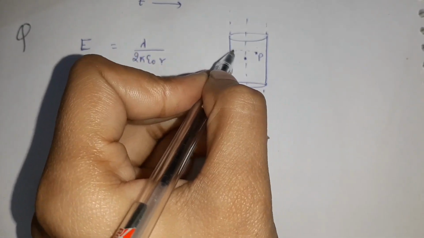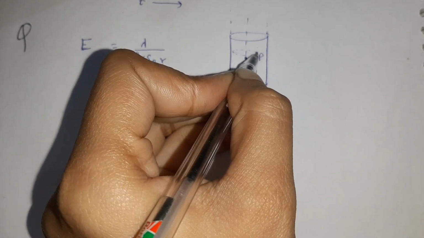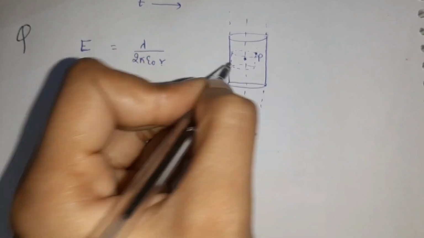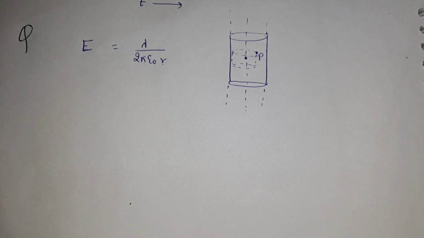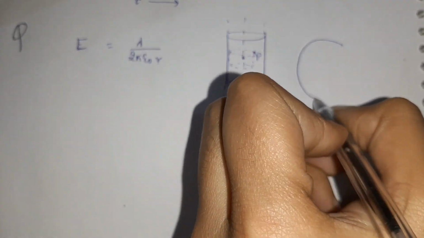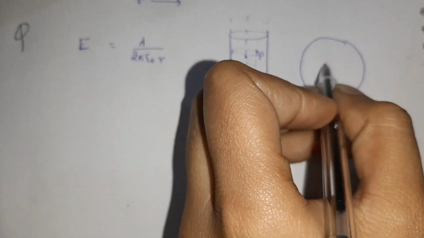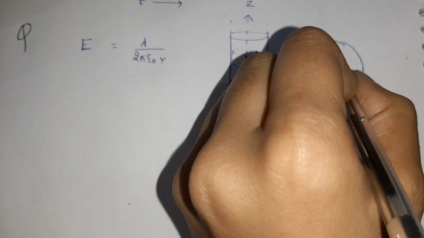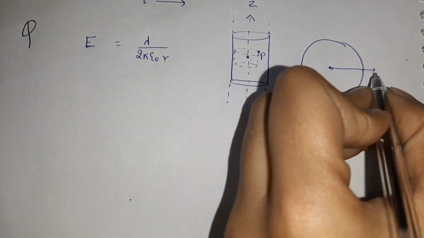Now we can take a Gaussian surface around it. It is a thin cylindrical shell, so we can take the section of the cylinder perpendicular to its axis. Let's assume this is the section of the cylinder, perpendicular to this axis. This axis is the z-axis, so this section is perpendicular to the z-axis, and here we will have the x-axis.